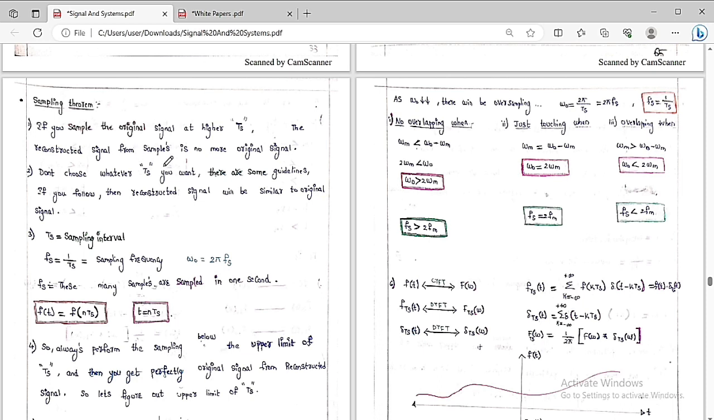If you sample the original signal at a higher Ts, the reconstructed signal from the samples is no more the original signal. So what is the meaning of this? Suppose you sample the original signal at a period higher than Ts, where Ts is the sampling time period, then the reconstructed signal from the samples is no more the original signal. So what is the meaning of this? Let me tell you.